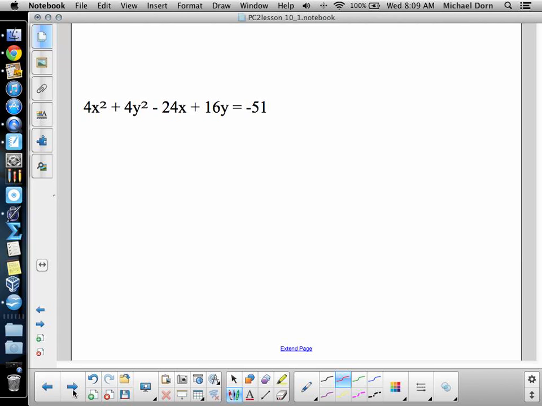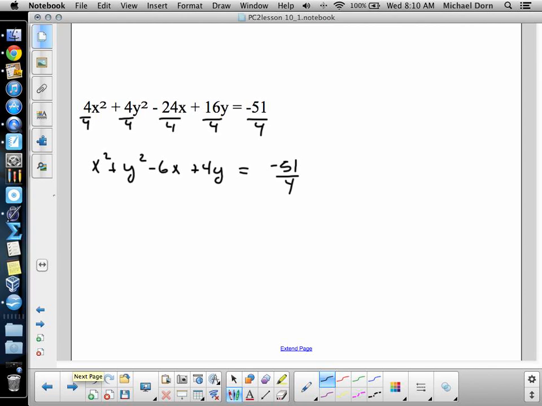Let's look at another one. Go back. Let's look at this one. Now, it doesn't look very good to start with because I've got this 4x squared plus 4y squared. So we're going to have to make sure we get it in the right form. So I've got to divide through by 4 first. I can divide through an equation by 4. That works. So x squared plus y squared minus 6x plus 4y equals negative 51/4.